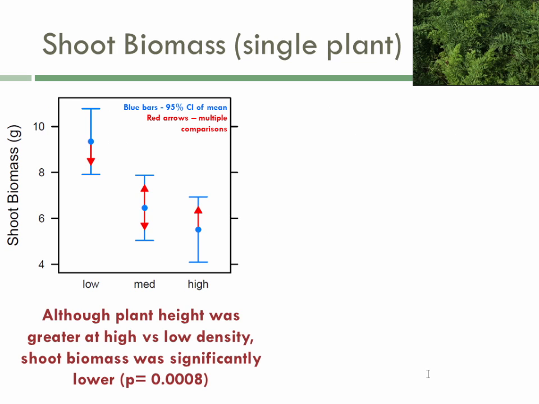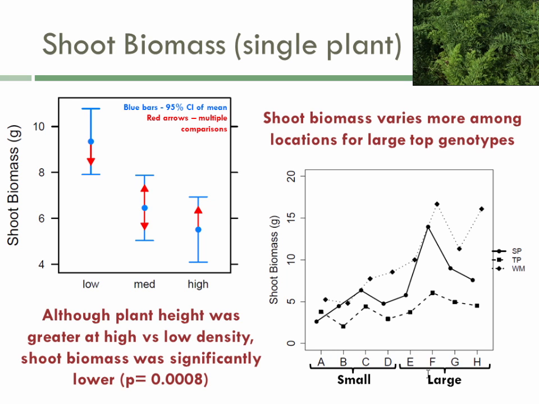Next, I'm going to focus on some harvest measurements. So looking at shoot biomass for single plants. Again, different planting densities and then the corresponding shoot biomass. Plants at higher density had significantly lower shoot biomass per plant than those at lower density. And for the genotype by location interaction, there was a lot more variability among large tops by location for shoot biomass than for small tops.